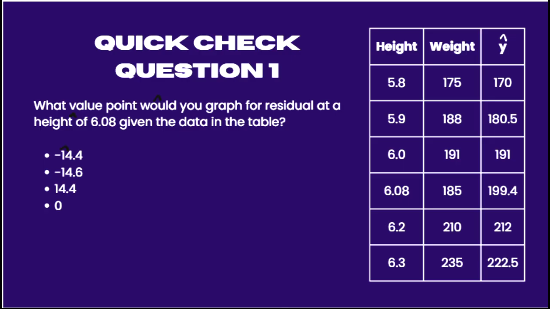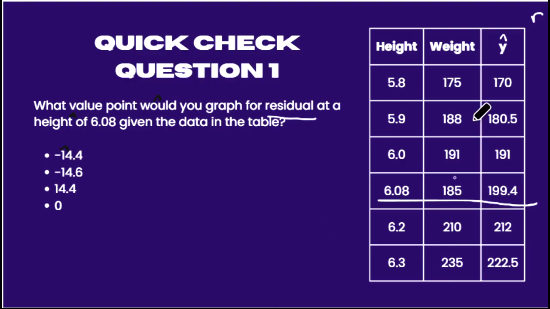Okay, here's quick check question number 1. What value point would you graph for residual at a height of 6.08 given the data in the table? How you would solve this is, it wants to know our residual value. Our residual would be the 4th column over here, okay? For the height 6.08, so we're dealing with this one right here, given the data in the table, okay?